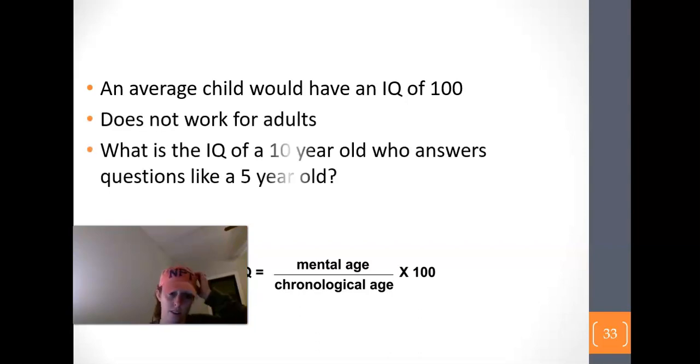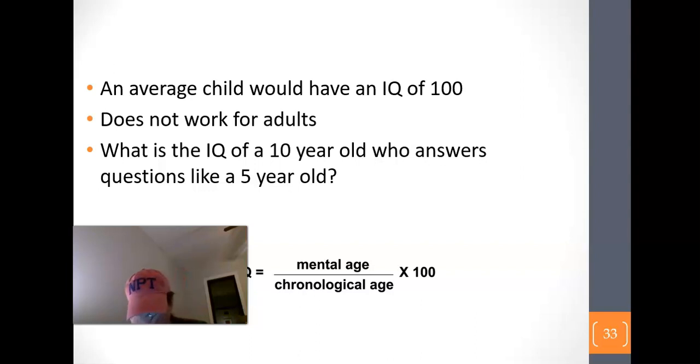Look at this one for a second. What is the IQ of a 10-year-old who answers questions like a 5-year-old? Take a second. You had to do a little math. I remember that on one test. So mental age here, that is, she answers like a 5-year-old. So this goes 5 over 10. Reduce that fraction: 1 over 2. So this is going to be 50, which would be severe mental disability.